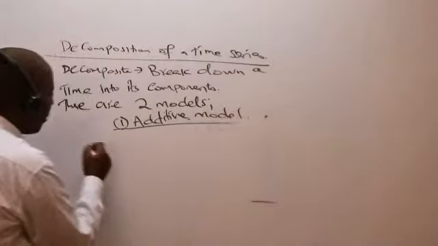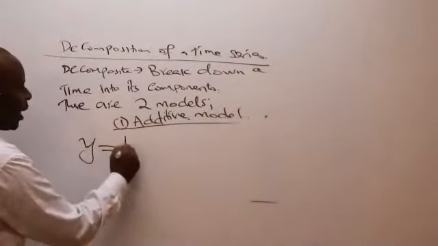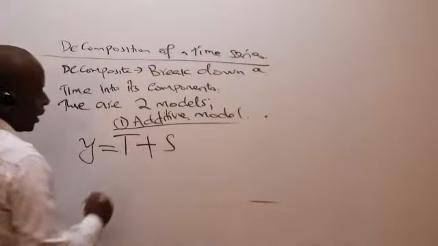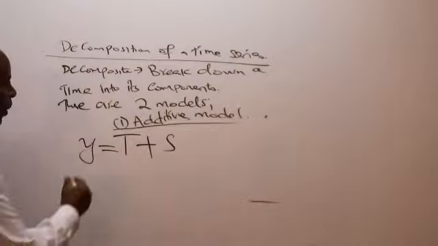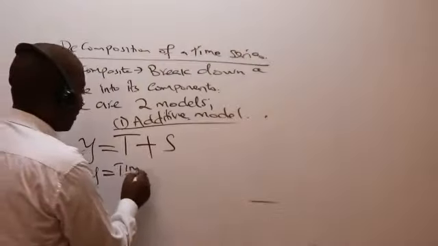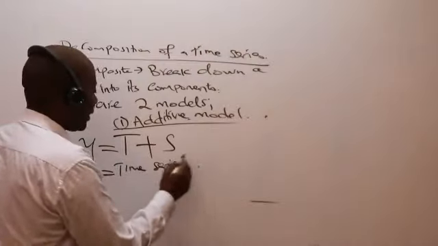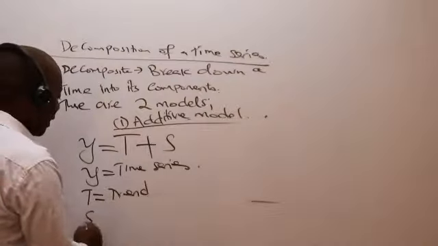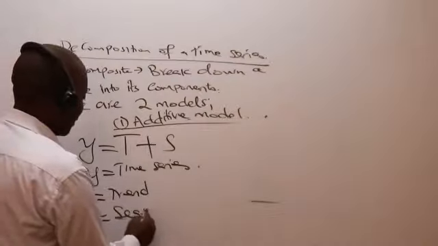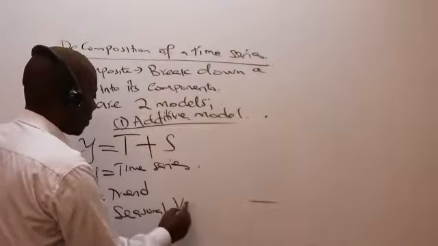So the additive model, ladies and gentlemen, states that our y should be equal to the trend plus s, where y is the time series, t is the trend, and s is the seasonal variations.